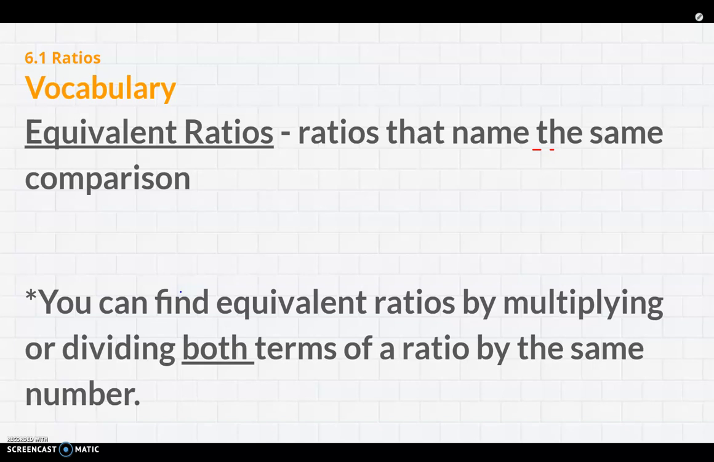Equivalent ratios are just ratios that name the same comparison. Okay, they are really similar to equivalent fractions. So you can find equivalent ratios by multiplying or dividing both terms of the ratio by the same number. And I would probably write this down right underneath your definition for equivalent ratio. This is really the same thing as what we did in module 3 when we were trying to find equivalent fractions. We multiplied by the same thing or we divided by the same thing to find an equivalent fraction. You'll do the same thing for ratios.